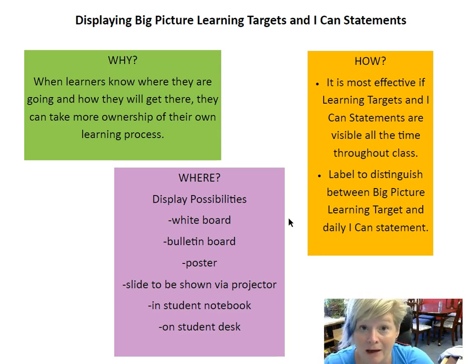You might put it in the student notebook. Have them either write down or glue down their learning target, and they can flip back and refer to it that way, or somehow put it on student desks. Again, where you put it is not nearly as important as what you're doing with those targets, how you're having students thinking about their own learning.